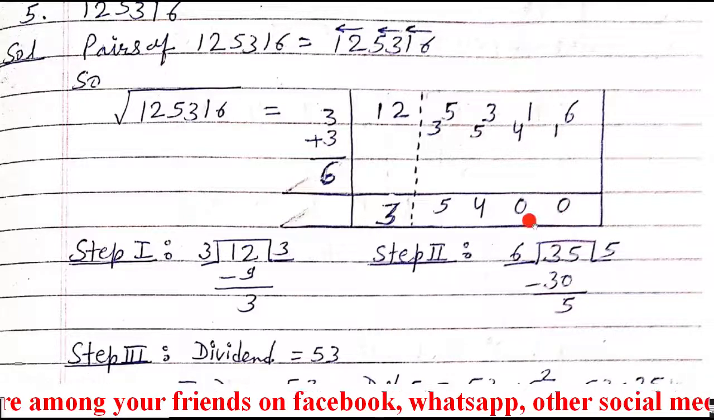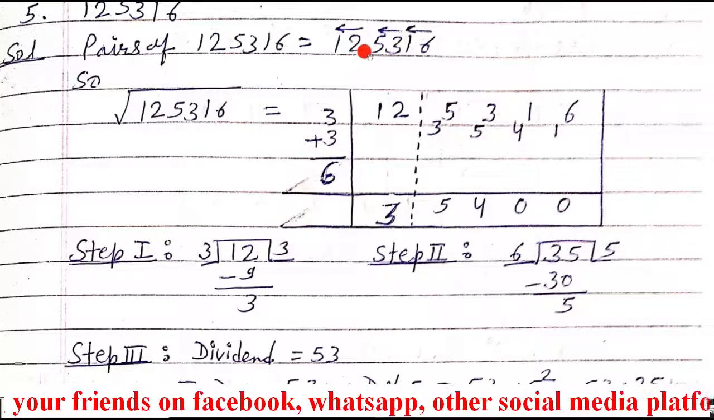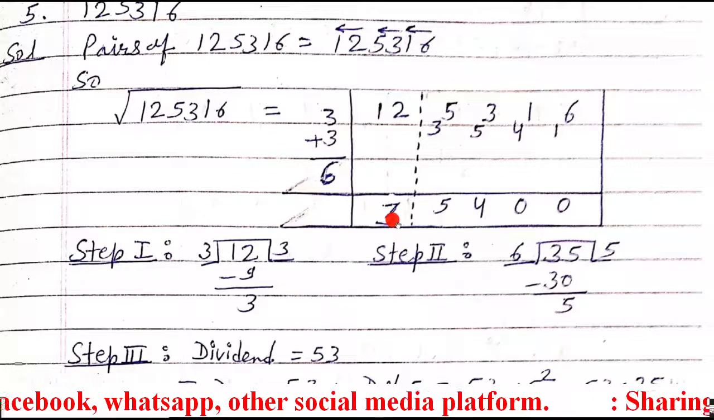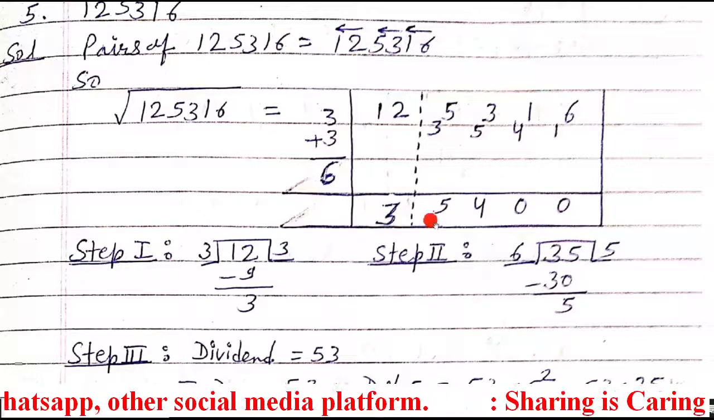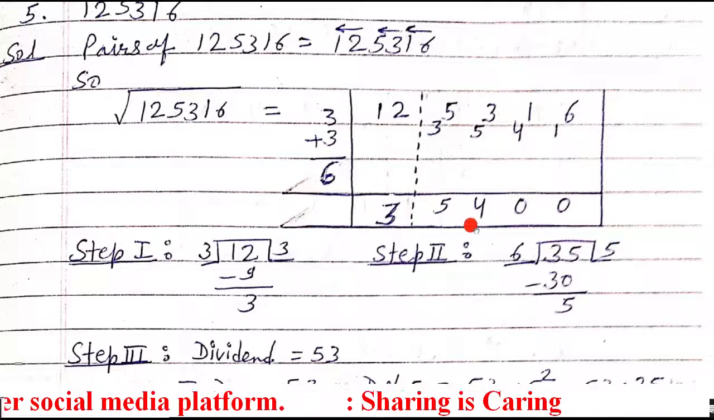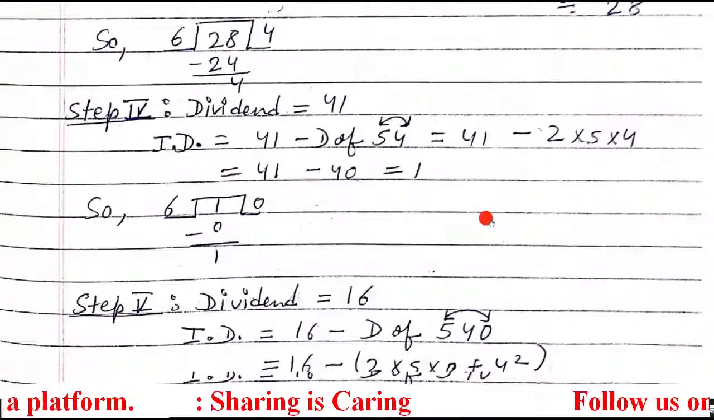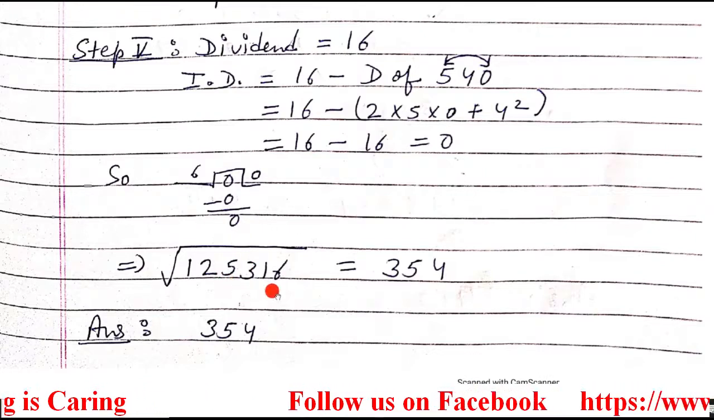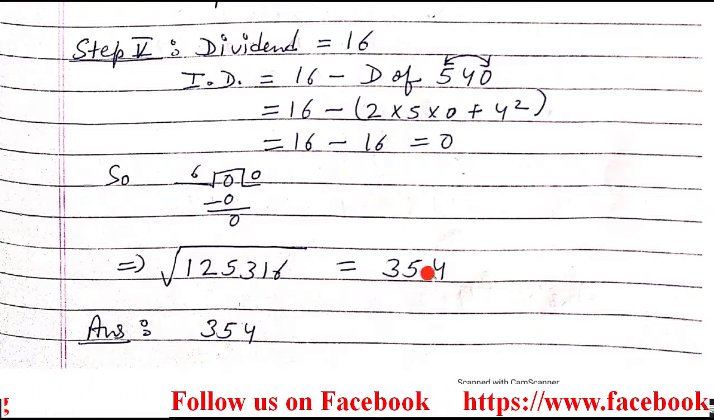So it's completed. Now how many pairs we have here? First pair, second pair, third pair. 3 pairs we have. So in the quotient, from the front take 3 numbers, that is 3, 5, 4. So the square root of the given number is 354.